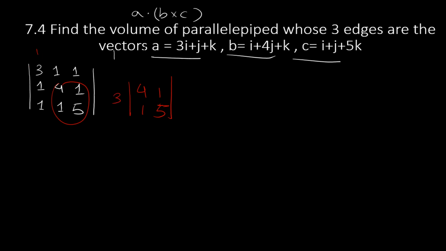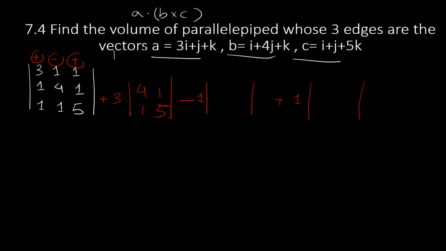Next, we have to put a negative here because the signs alternate: positive, negative, and then positive. Just so you don't forget, we can write it at the top as well: positive, negative, positive. So we know this has to be positive 3, this has to be negative 1, and the next one has to be positive 1.